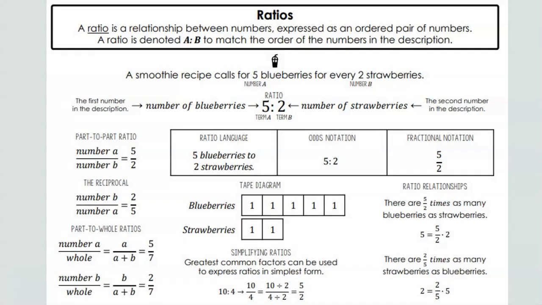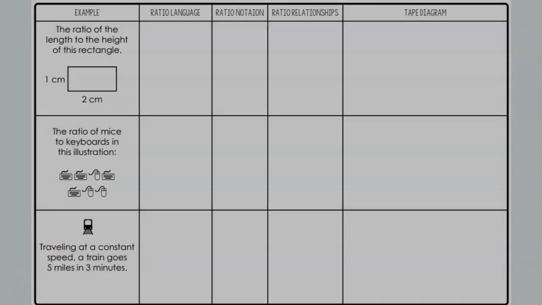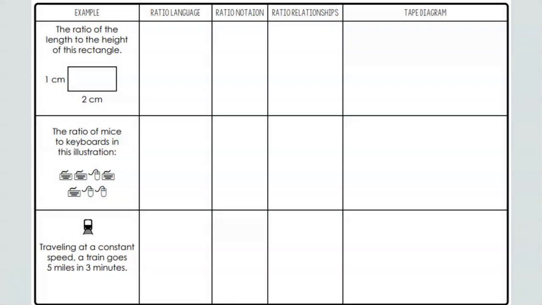The top half of the page gives you all the examples for how ratios are represented and what they can look like in different diagrams, and examples for how you can set them up as part-to-part or part-to-whole ratios. And also how you can simplify a ratio, how you can set them up as a tape diagram, and different notations for different ratios. On the bottom of the page, we will work through some examples.